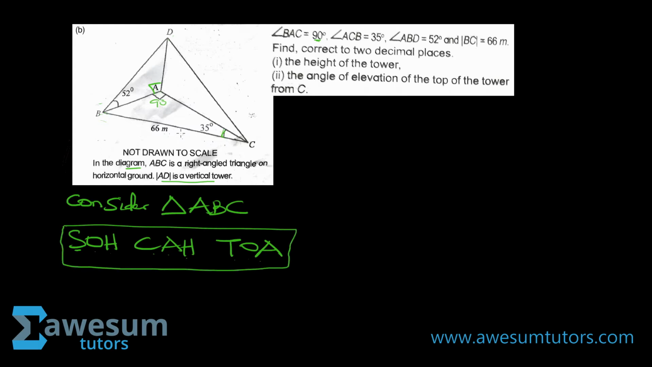Now take a look at this. This is the triangle we want to consider right now, triangle ABC. This angle is facing this side, which tells me that this is my opposite. The side that is facing the angle you are considering is the opposite. So this angle 35 is facing this side, so this is the opposite. This is what I want to find first.